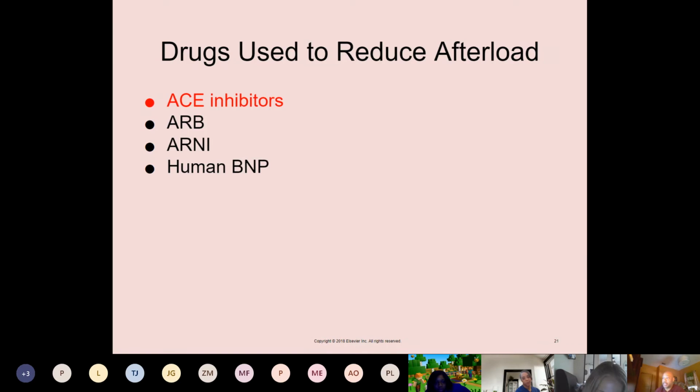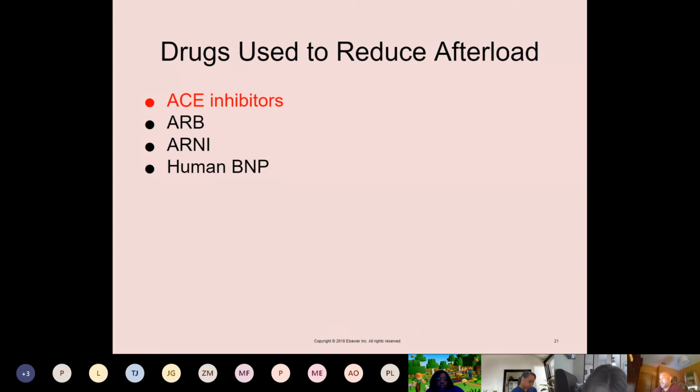I'm talking about that RAAS compensatory mechanism. All right. So the ACE inhibitor will prevent angiotensin 1 from becoming angiotensin 2. And so you get less vasoconstriction, more vasodilation. All right. And so as far as ARBs are concerned, it blocks the effect of the angiotensin 2 receptors.